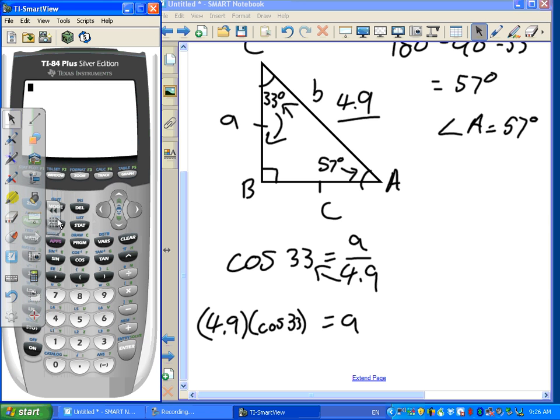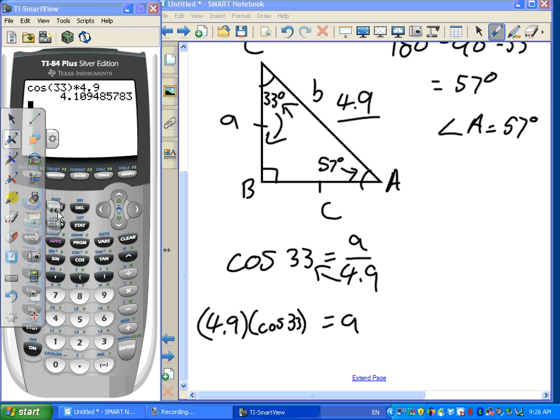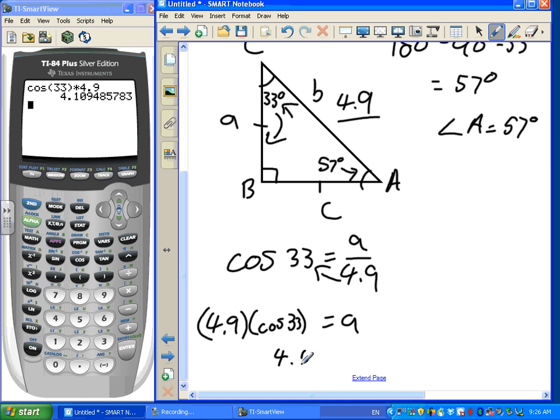We'll quickly solve it on the calculator. So cos 33 times 4.9, 4.1. So our side A, so I'm just going to call it lowercase a, 4.1. If on the test they ask you to solve for the triangle, I want you guys to make a little answer key. Whatever they're missing, put all the answers in there. Angle A, side A, and the last thing I'm looking for is side C.